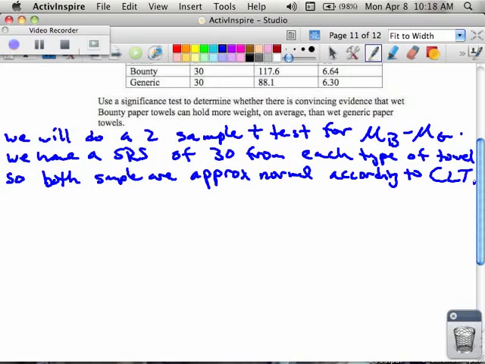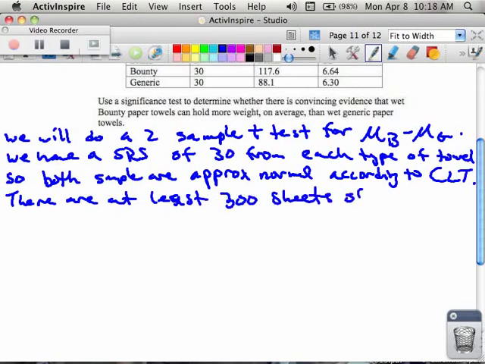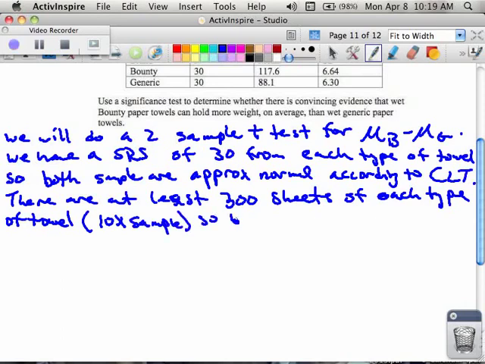Let's see. For independence, we could say there are at least 300 sheets of each type of towel, which is 10 times the sample size. So both are independent.